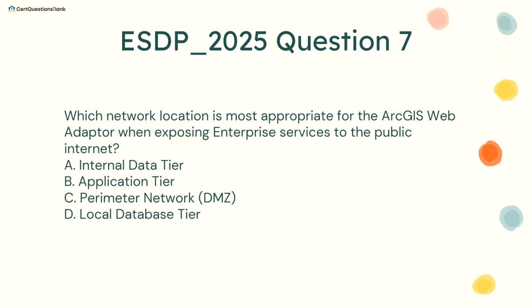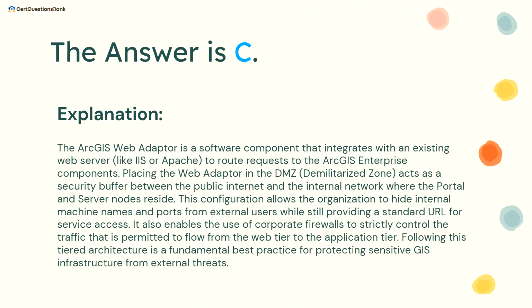Which network location is most appropriate for the ArcGIS web adapter when exposing enterprise services to the public Internet? A. Internal data tier. B. Application tier. C. Perimeter network, DMZ. D. Local database tier. The answer is C.